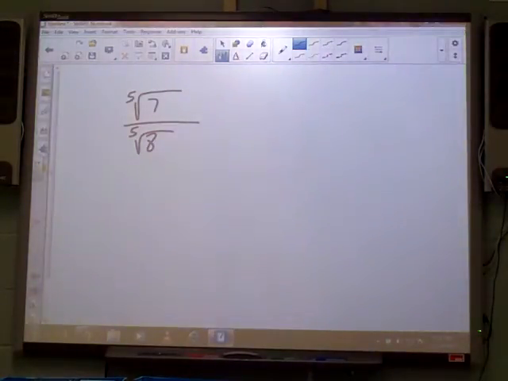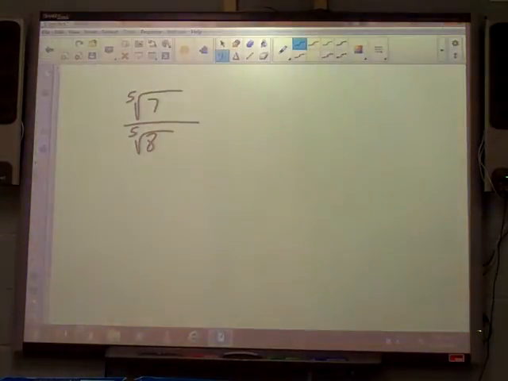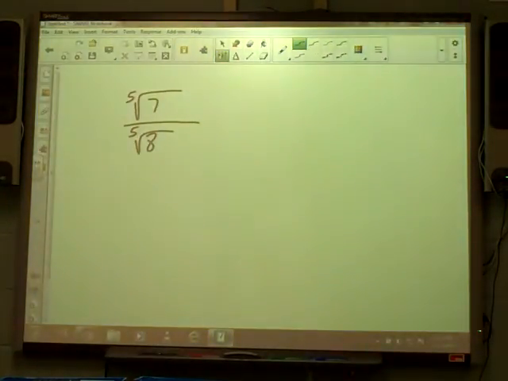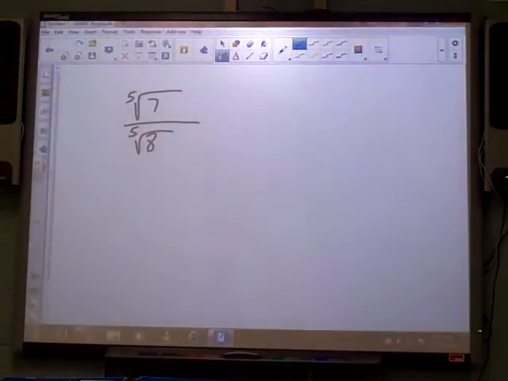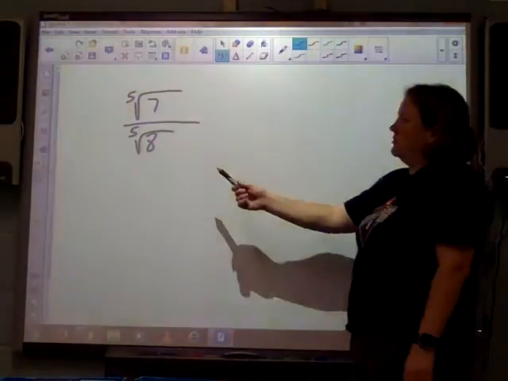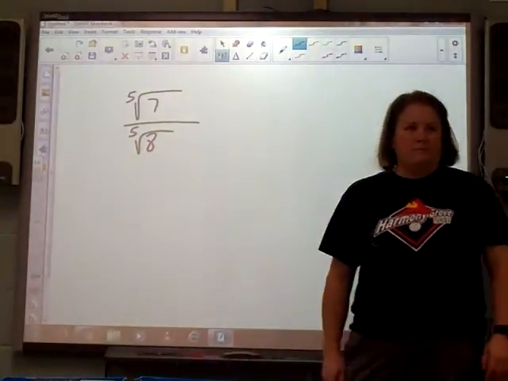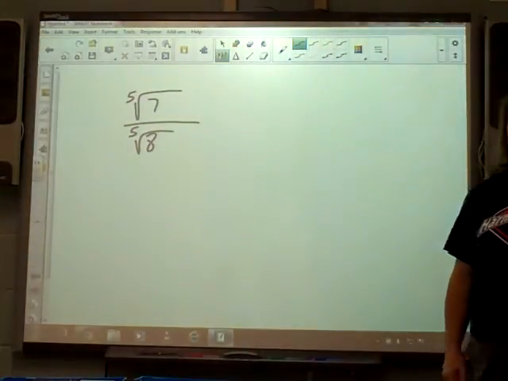The rule with radicals, why I don't know, whoever made up the math rules came up with it, is that you can't leave a radical on bottom. Y'all ran into that a lot in Algebra 1. Can't leave a radical on bottom. So what we've got to try to do on this is get rid of that 5th root on the bottom. So I'm looking to see what 8 will go into that is a perfect 5th root. And I just told it to you.